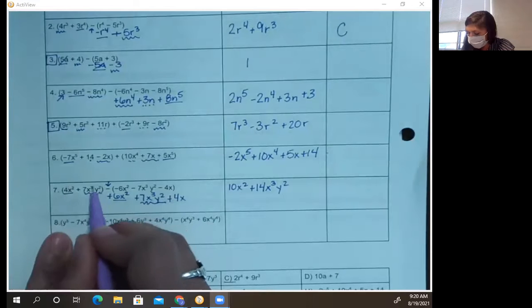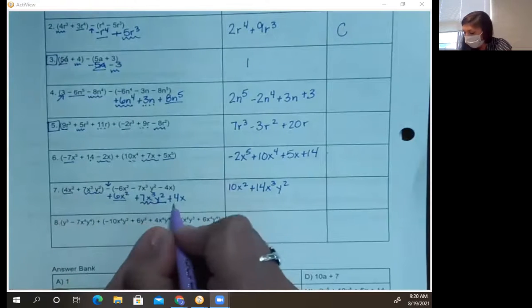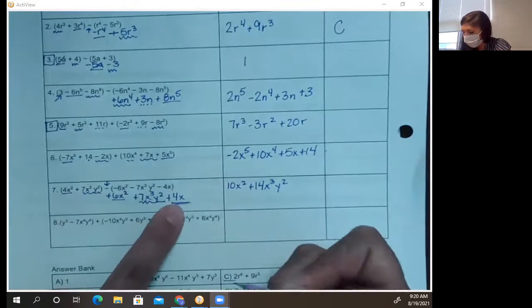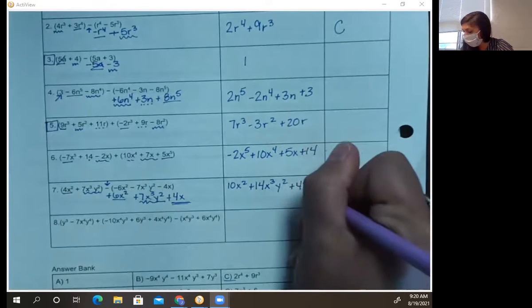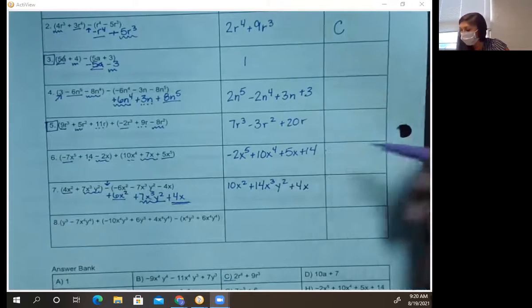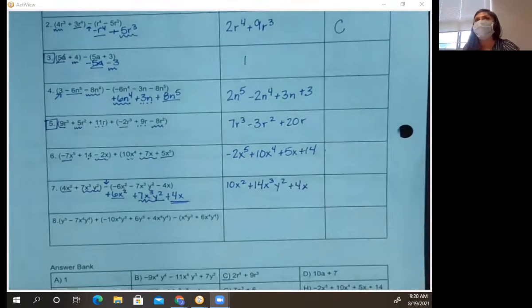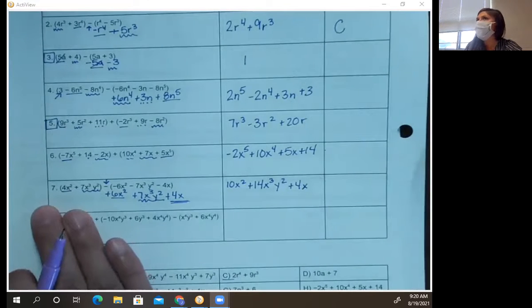And now I'm out of terms here, but I do still have this 4x left. So plus 4x. There are no like terms to combine it with. So just like our 14 from the last problem, goes at the end. Questions on number 7. That one was a little bit different.